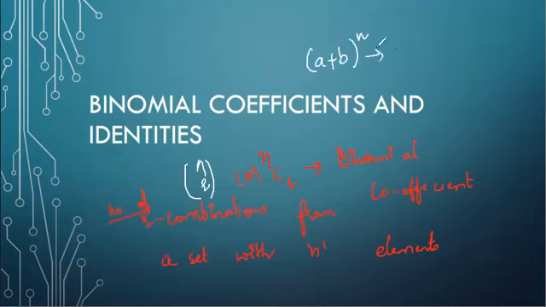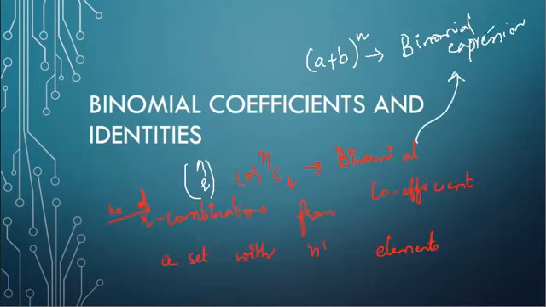So this is your binomial expression, and the binomial coefficient occurs in this binomial expression whenever we expand (a plus b) whole power n. This nCr is in the formula. Now, what do we mean by the binomial theorem? Let's see that.